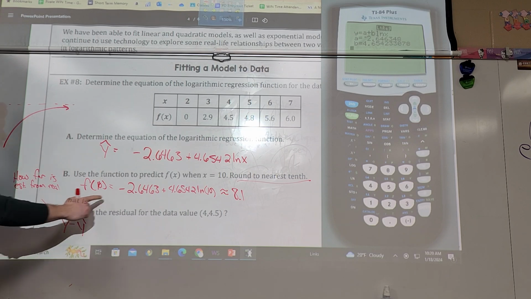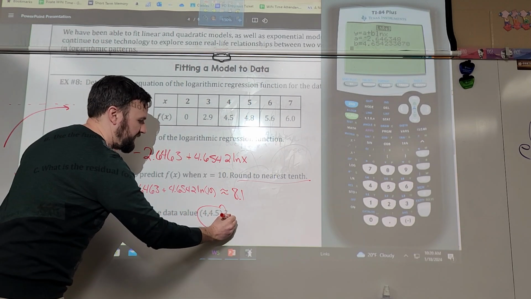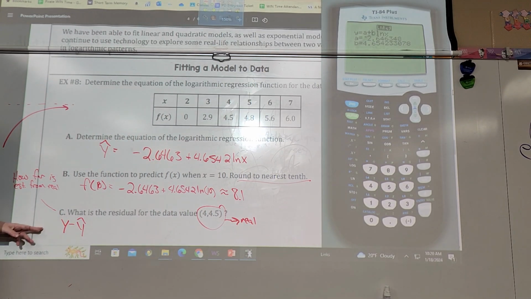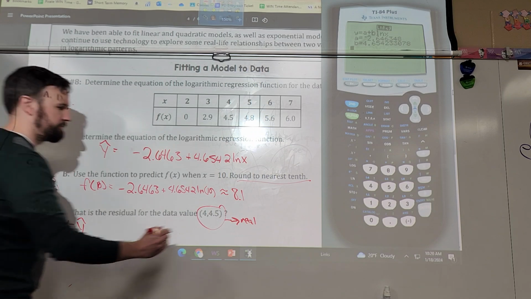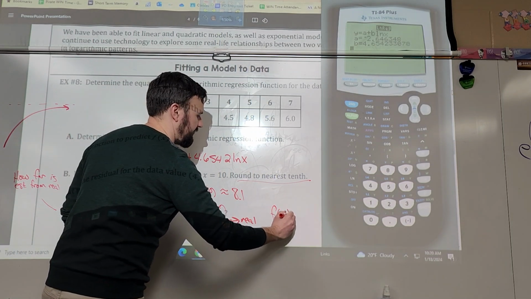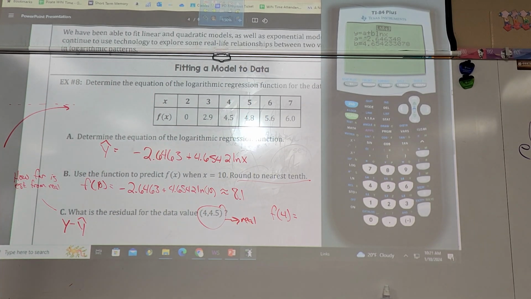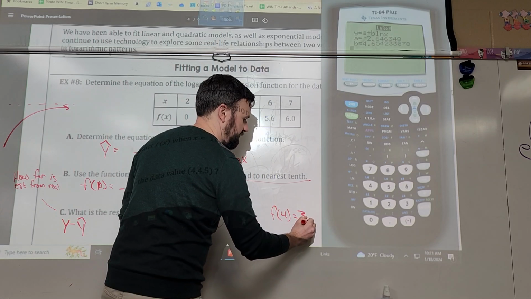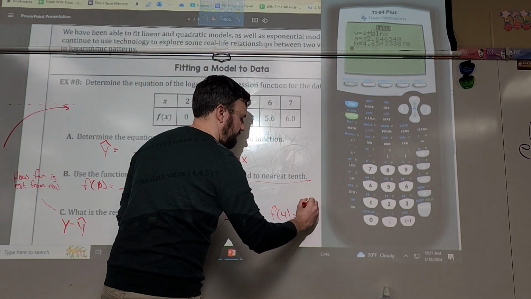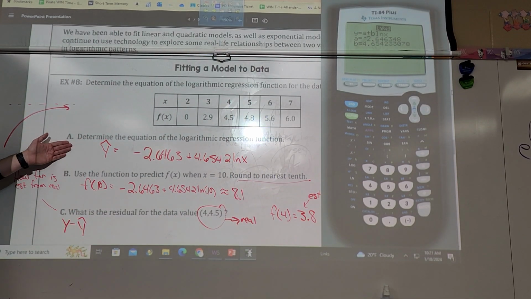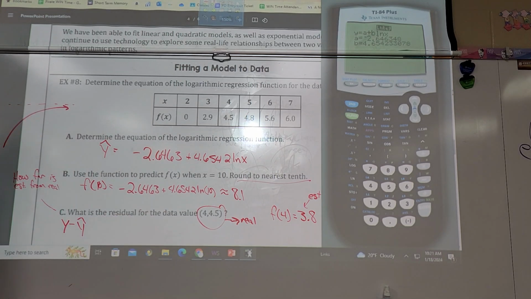So now they gave me the point. This is real. That's real. That's on the graph, right? How would I find an estimate for 4? I plug it in, right? When I plug in 4, I get 3.8. We'll just do 3.8. So that's my estimate. Estimate based on my equation. I plug in 4, get an estimate. But I know my real is 4.5. So what's my residual? What's the difference between my estimate and my real?